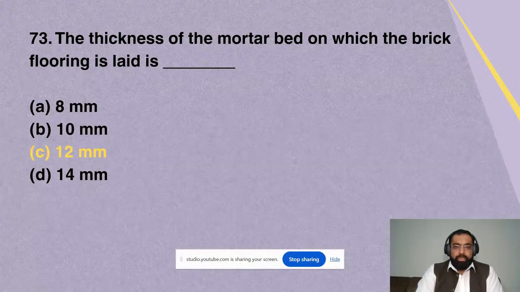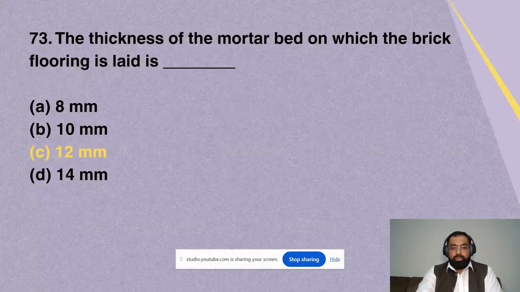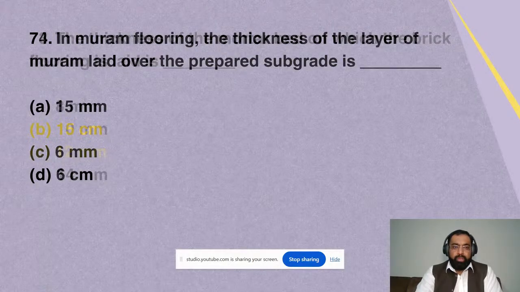Question 73. The thickness of the mortar bed on which the brick flooring is laid is: A, 8 mm; B, 10 mm; C, 12 mm; D, 14 mm. That is C, 12 mm. The thickness of mortar bed on which brick flooring is laid is 12 mm.